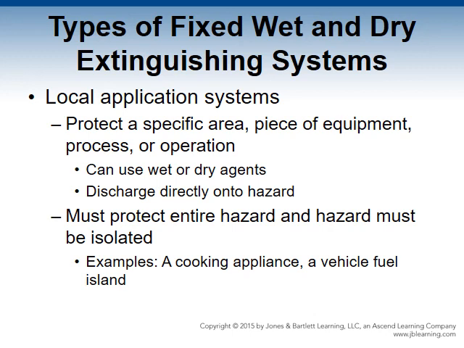The local application system protects a specific area, piece of equipment, process, or operation. It can use wet or dry extinguishing agents based on the hazard. It discharges directly into the hazard to smother, cool, and extinguish the fire. To be effective, the system must protect the entire hazard, and the hazard must be isolated from other hazards. An indoor example is a cooking appliance. An outdoor example is a vehicle fuel island, as seen at a gas station.